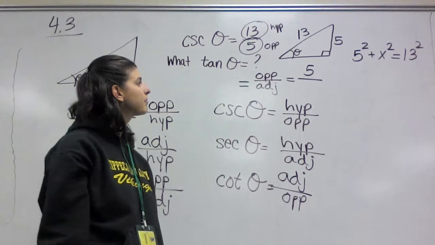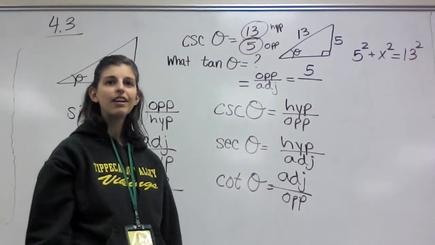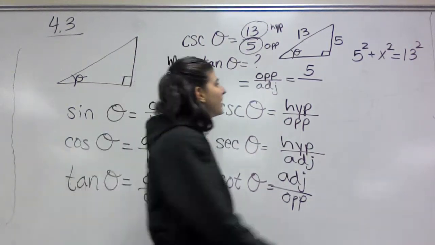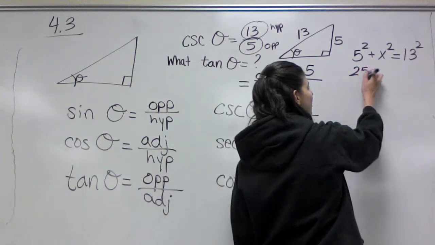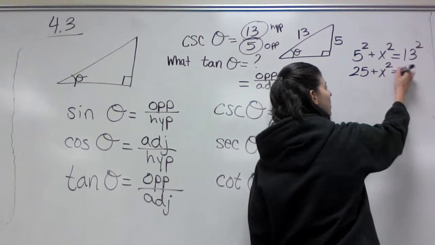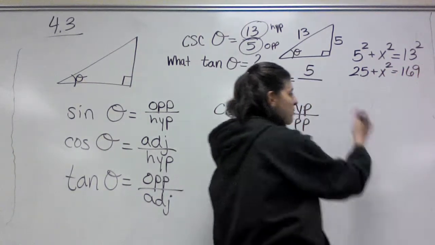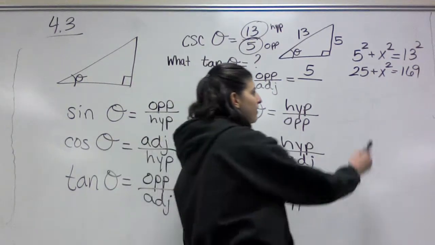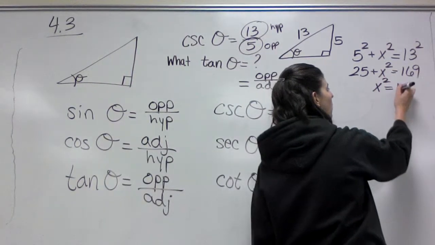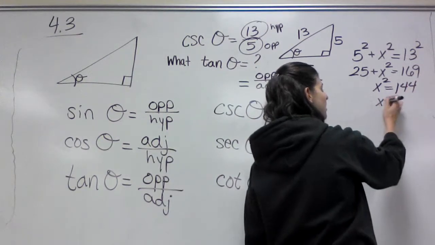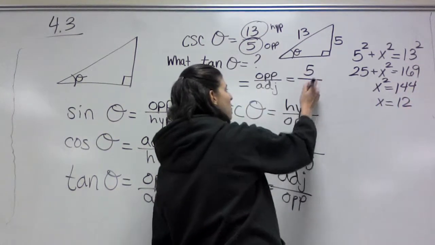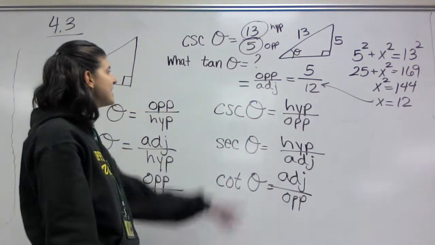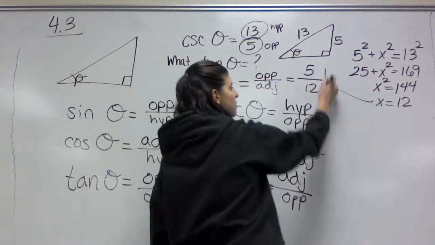All right? Let's get really quiet. Okay, the air turned off. Let's go. So 25 plus x squared equals 169. Subtract 25 from both sides and I get 144. X squared equals 144. So x equals 12. So my adjacent side is 12. So my tangent of my angle is equal to 5/12.